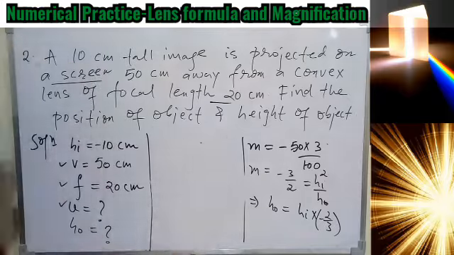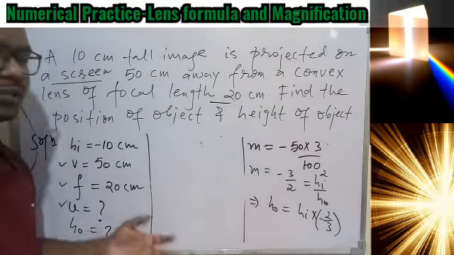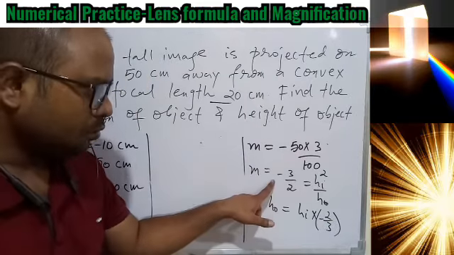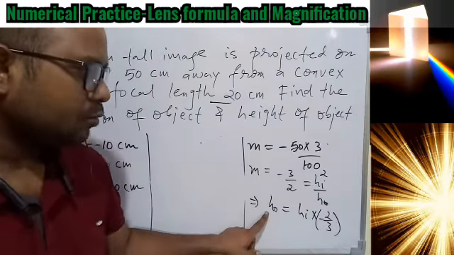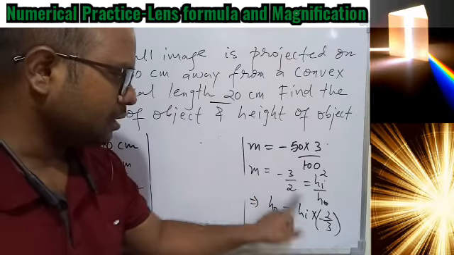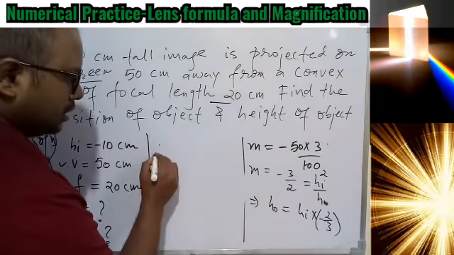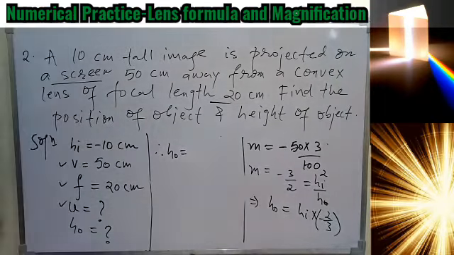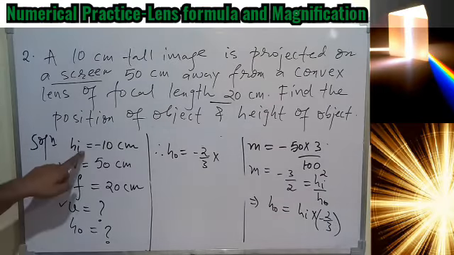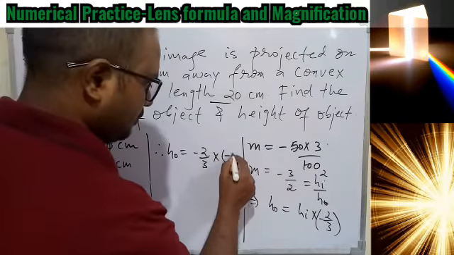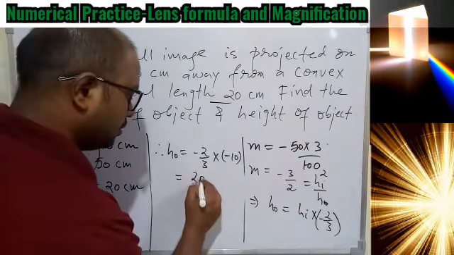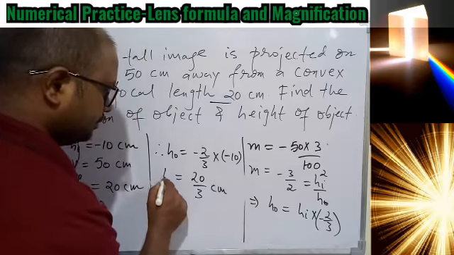Always be alert in numerical. Always check your calculation. You can make a mistake anywhere. So 50, 100, 2 times. So let me check also, minus 3 by 2, and we have to find height of object, and that will become height of image multiplied by 2 by 3 with minus sign. Okay. So therefore we can say height of object is minus 2 by 3 times height of image, and height of image is given to us, minus 10. So that will become minus and minus plus, that is 20 upon 3 centimeter.